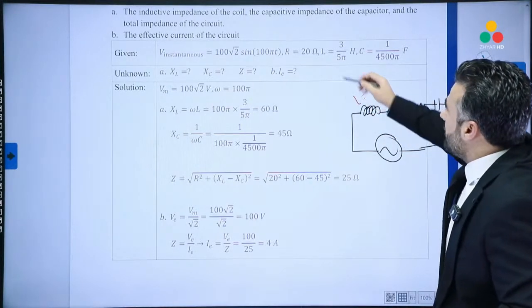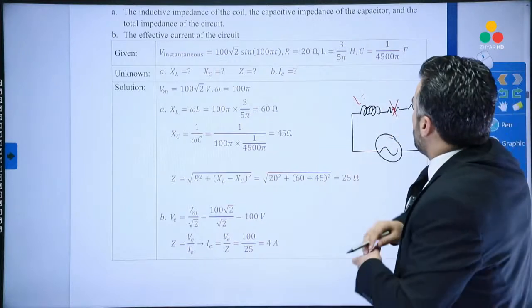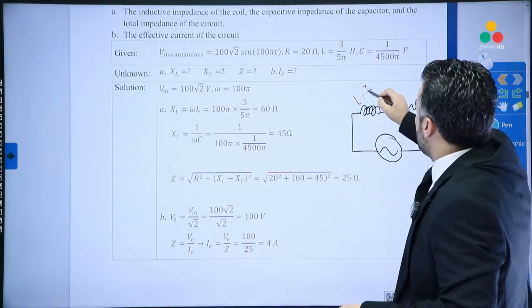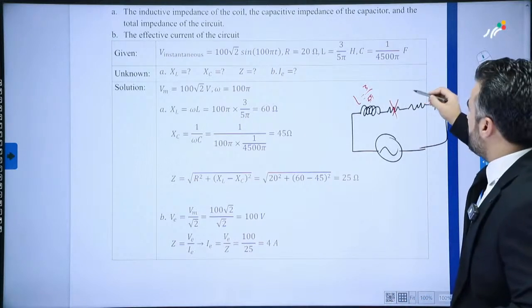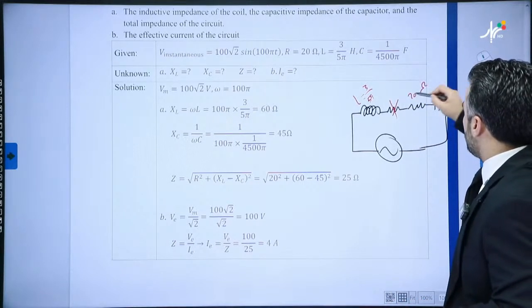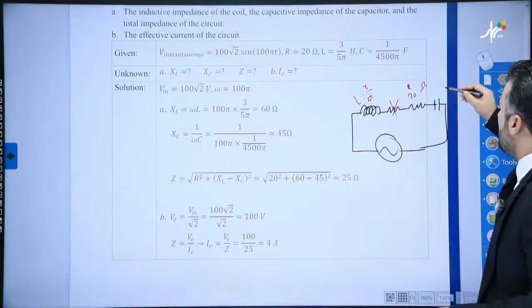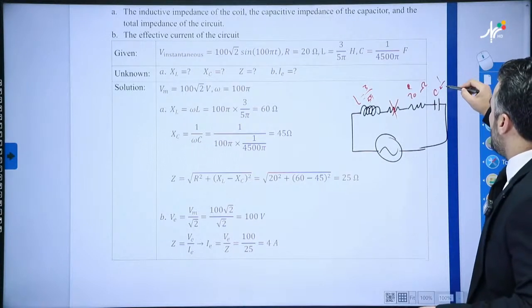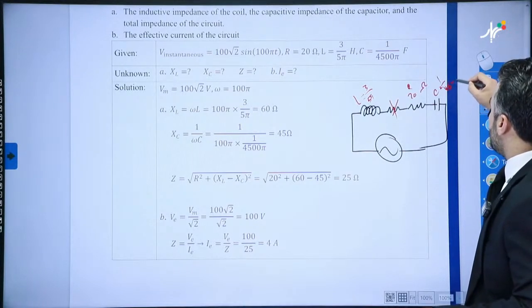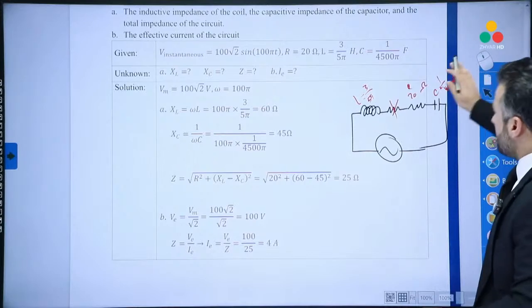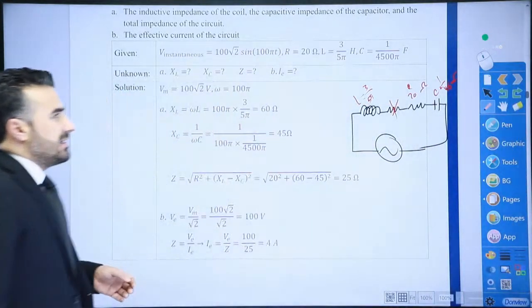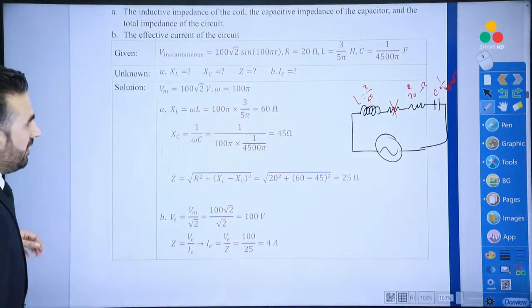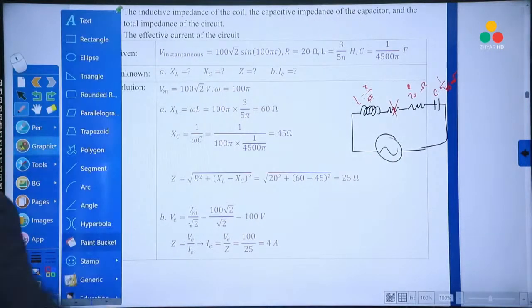So this is L, and the value is given, basically 3/5π. We have this pure resistance of 20 ohm, that is R. And we have the value for the capacitor, which is 1/4500π farad. So these are the values that we have. We need to find XL, XC, Z, and the effective current as well. Let's solve this one together.